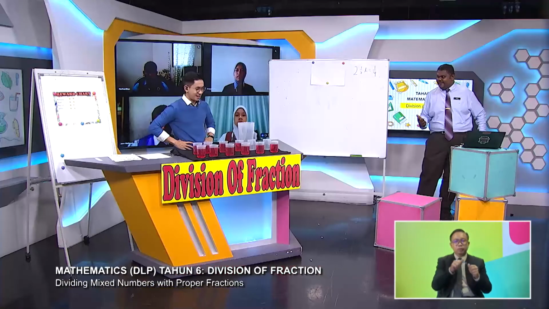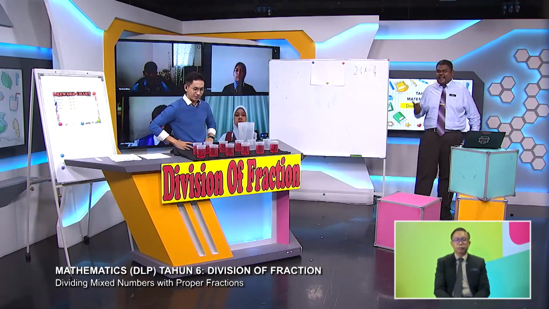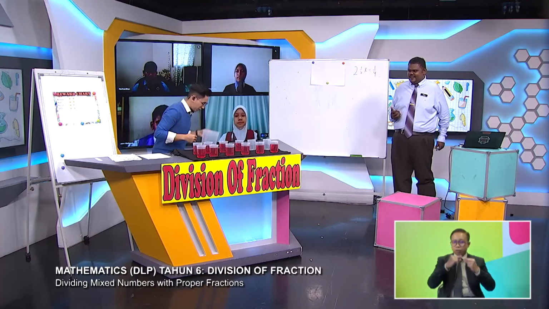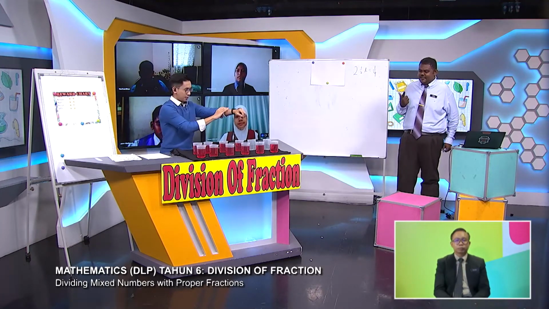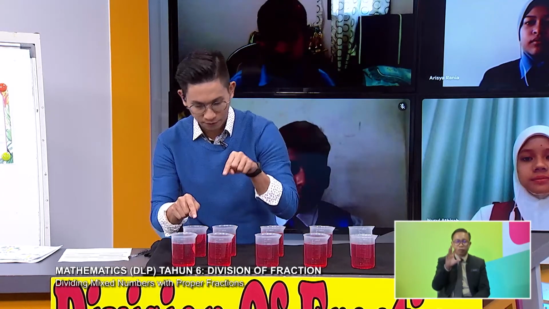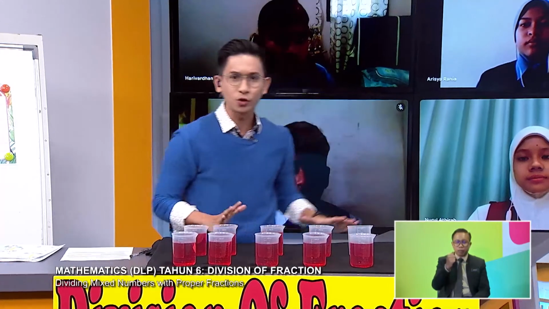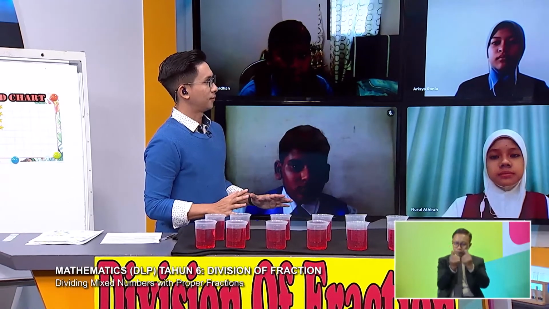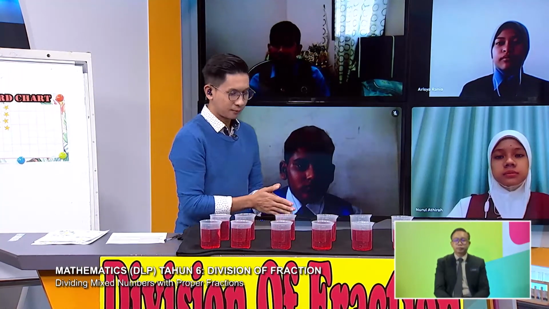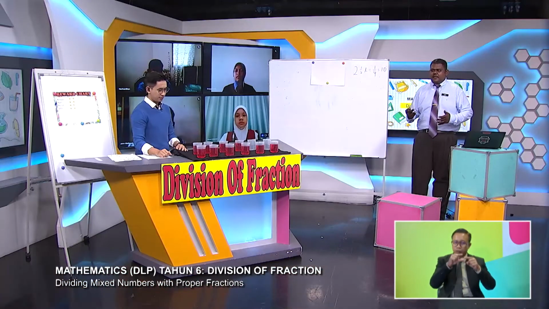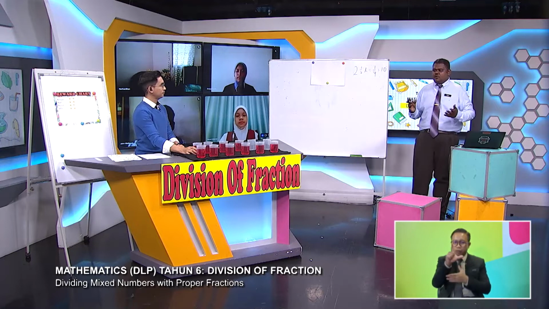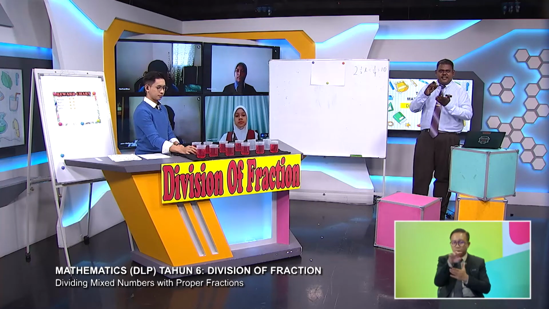Have you completed? Yes. Okay, let's count. How many groups? So, 1, 2, 3, 4, 5, 6, 7, 8, 9, 10. 10 groups, 10 beakers. Okay, this is how you divide in a real life situation. You divide 2.5 liters of syrup into 1/4 liter beakers.